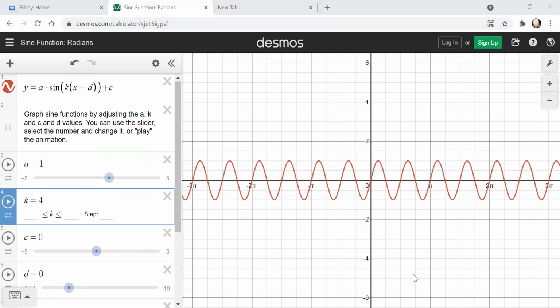Again, you guys can notice with this one, I haven't changed the amplitude. The highest and the lowest is still 1. It's going up to 1, down to 1, but the highs and the lows are happening 4 times faster than normal.